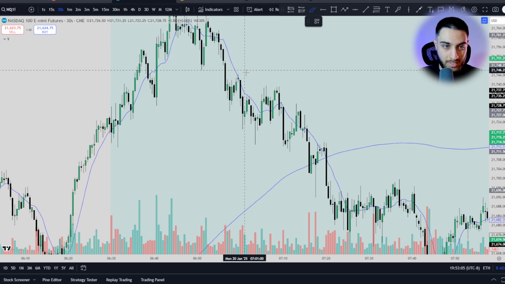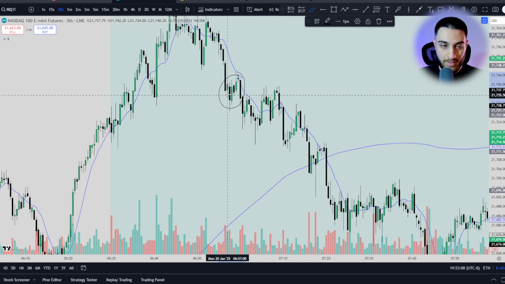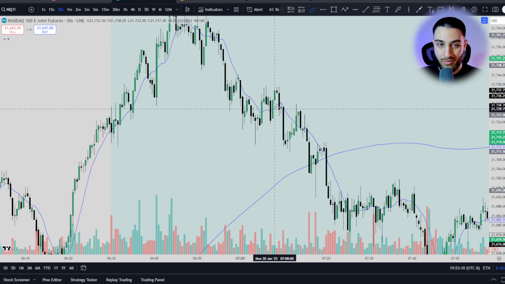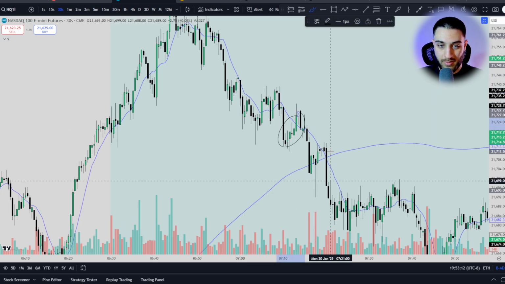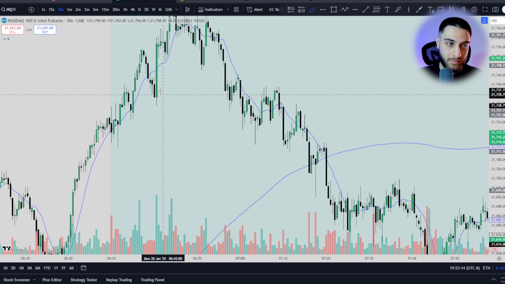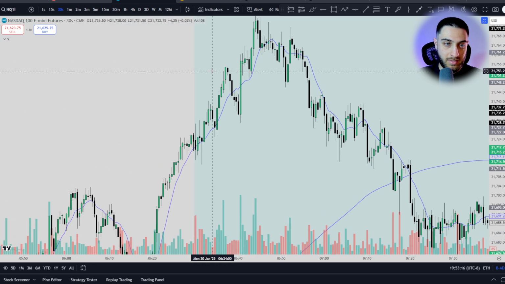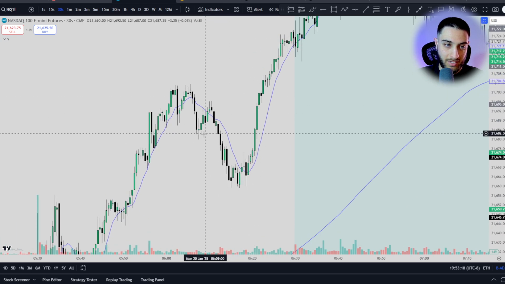A pullback is something like this. For example, let's say we're downtrending. We do this sort of thing where we chop our way up very slowly, or we do this sort of thing, or this sort of thing, or this sort of thing even. Not something where it's just one candle or two candles, right?